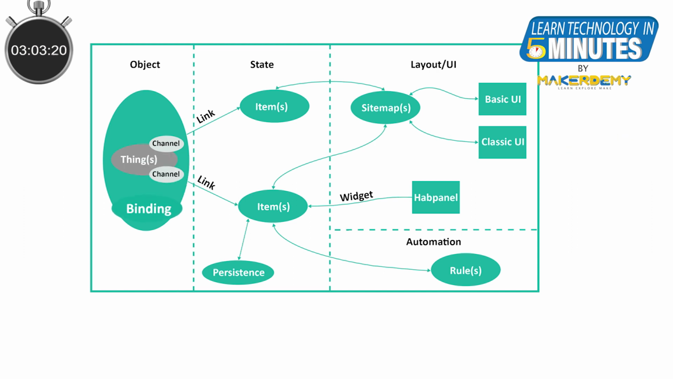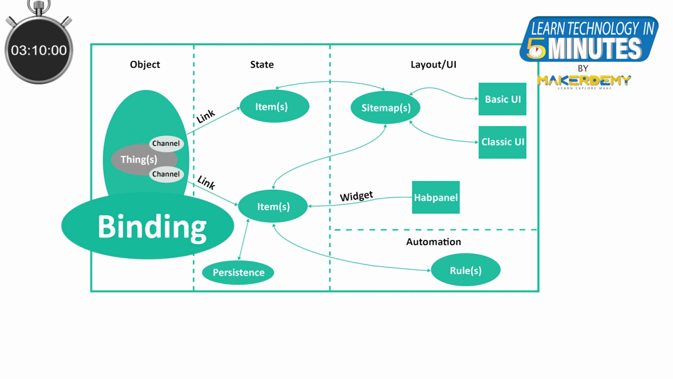Then come the bindings. Bindings are software packages that are installed in OpenHab that establish a connection between your device and your thing. For example, Philips Hue binding, weather binding, mail binding, etc.